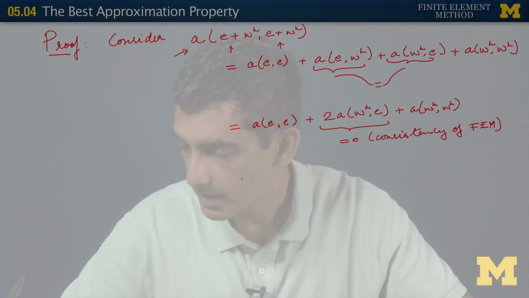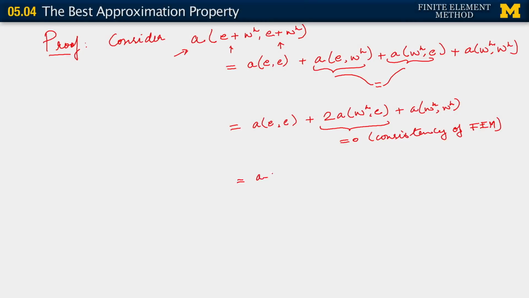Okay, so what this says is that what we started out with at the top of this slide is A of E comma E plus A of WH comma WH. Now, each of the 2 terms on the right-hand side is an energy norm. The first is the energy norm of the error. The second is the energy norm of the weighting function. There is a fundamental property of a norm, almost the definition of a norm, that each of these has to be greater than or equal to 0.